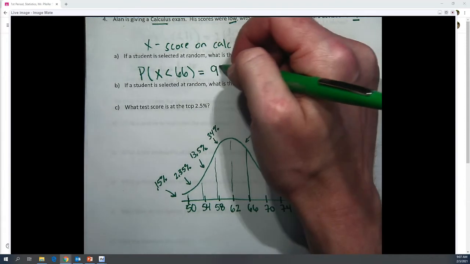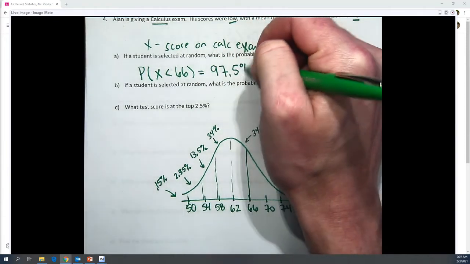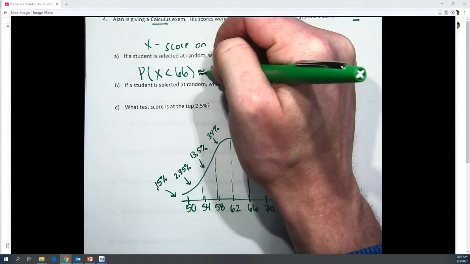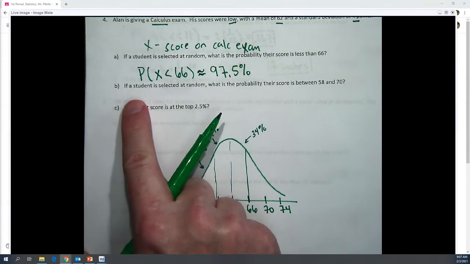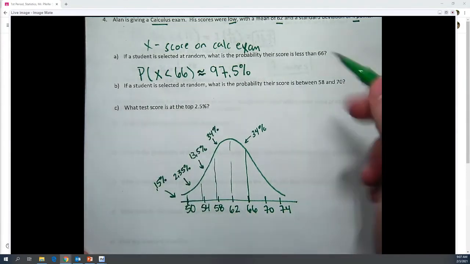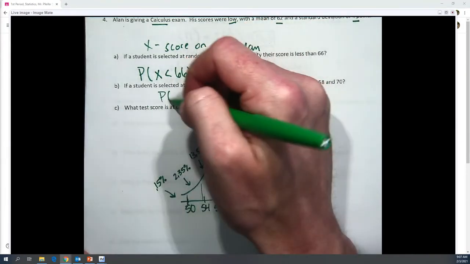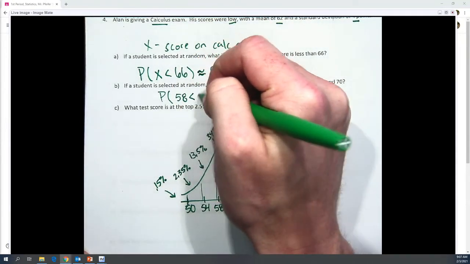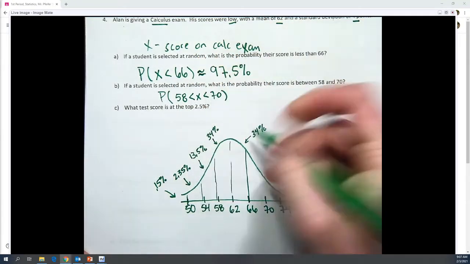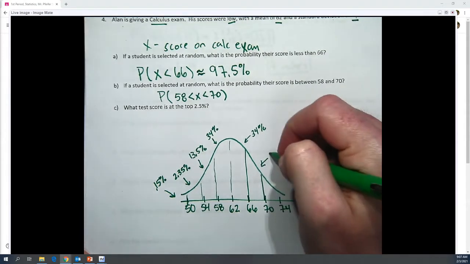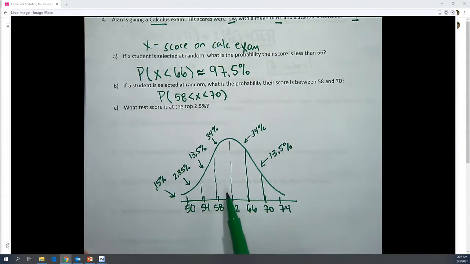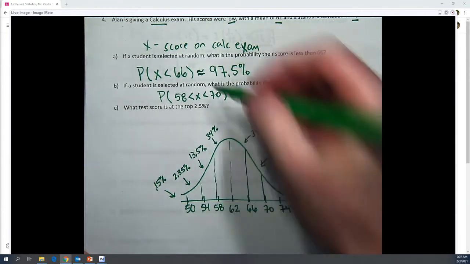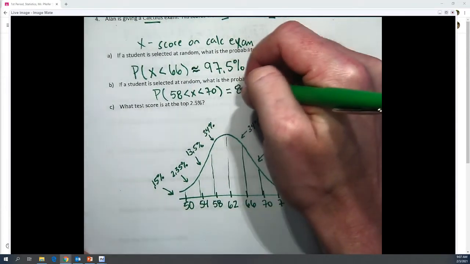Yeah, I'm just going to go with that. That seems pretty good. And then technically this is approximately. I got to make sure I put approximately there. The empirical rule is all approximate. Part B says if a student is selected at random, what's the probability that they get between 58 and 70? So probability between 58 and 70. 13.5% right there. And so 58 to 70, I'm just going to add 68. That's 34, 34, and 13.5, which should be 81.5%.